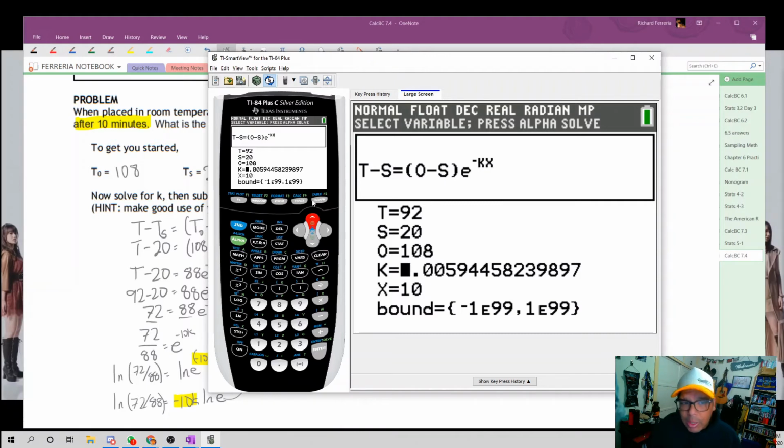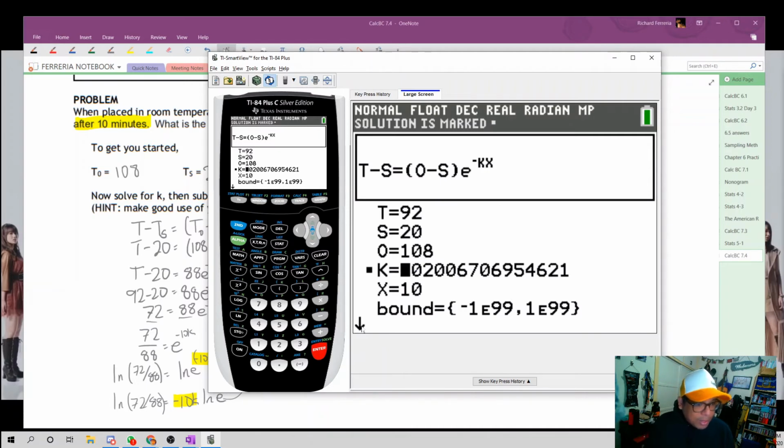This is exactly what you would do in the Silver Edition as well. And then I'm going to push alpha, enter, to solve, and the calculator will go ahead and give me that value there. Now the advantage of doing it this way is, number one, it's a lot easier. Number two, you get a view of all of the constants or all of the variables in one view. So that is really nice for us.